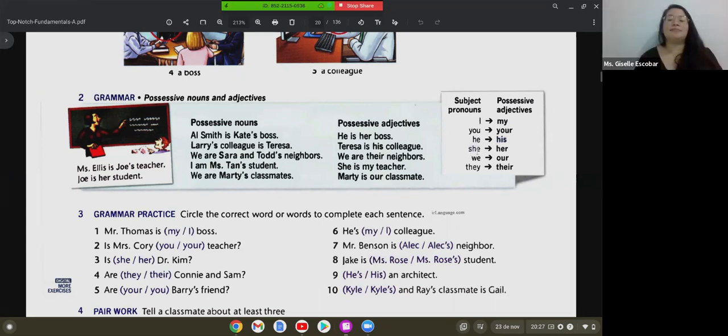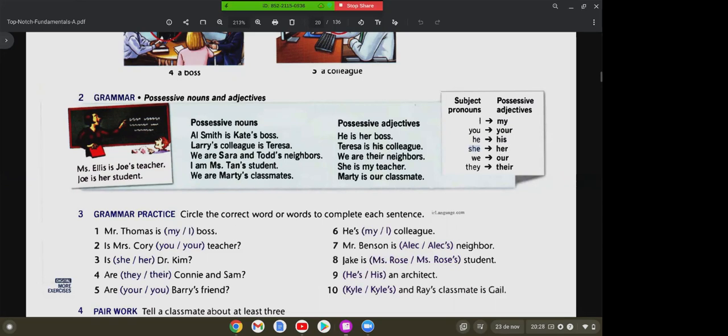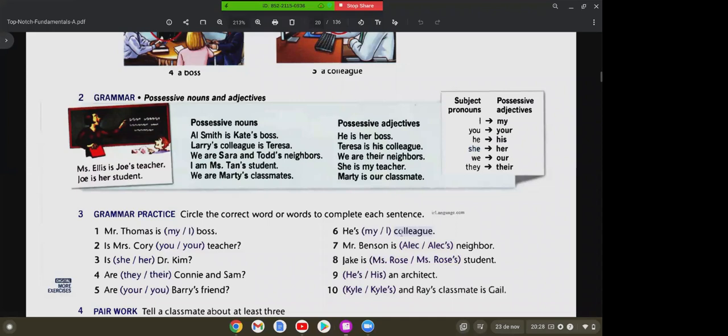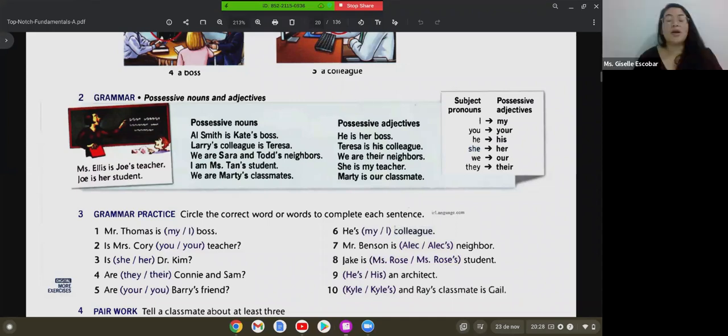Okay, she, her. Her boss. Her colleagues. Her neighbors. Her students. See, are we clear on that? Su jefe, sus vecinos. Her.